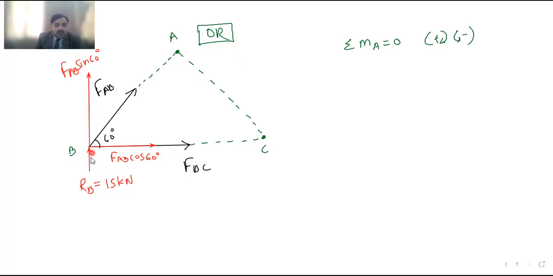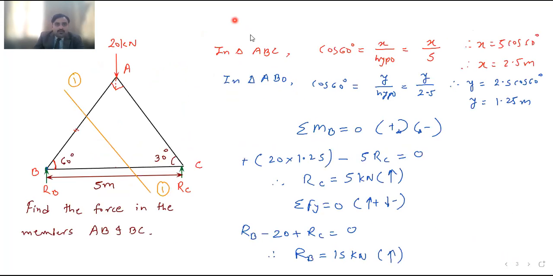Now see R_B. What is the distance of this R_B from point A? If I drop the perpendicular, we have calculated the distance already. We have calculated this as 1.25 if this is 5 meter, and if we drop the perpendicular over here, then this distance is also 1.25, and this is not 1.25, this we have calculated 2.5. We have calculated.